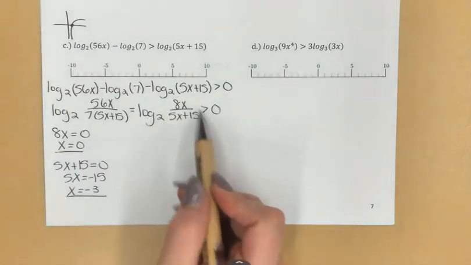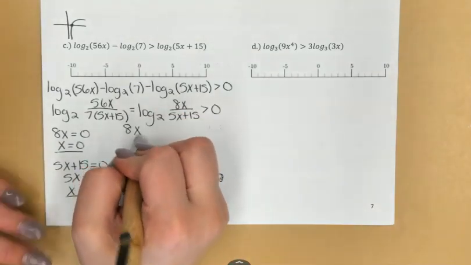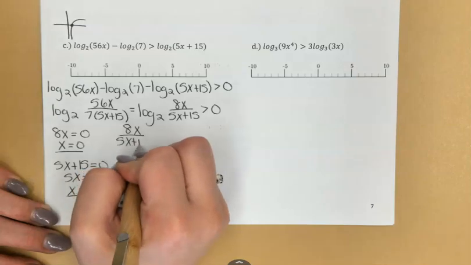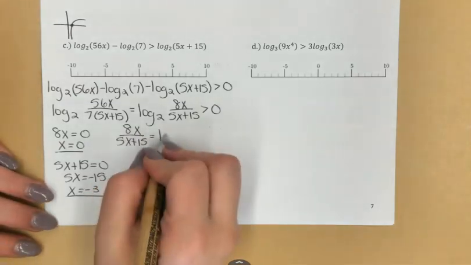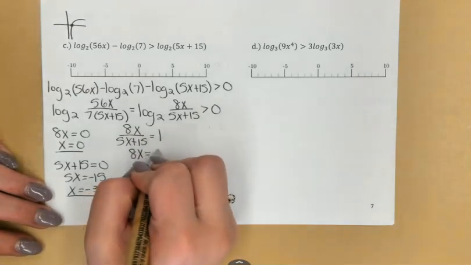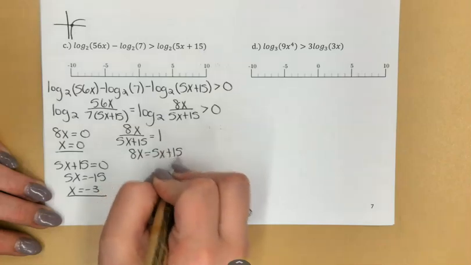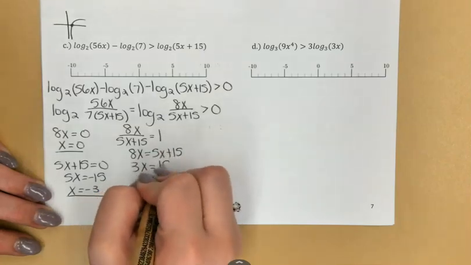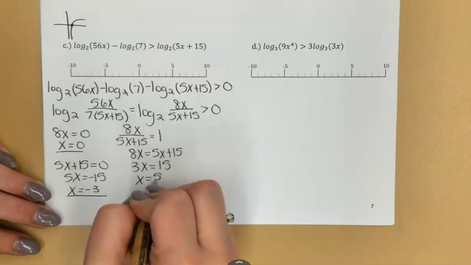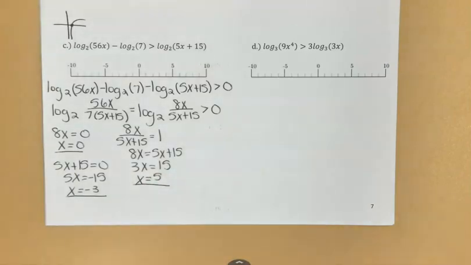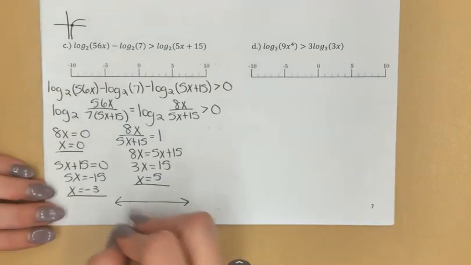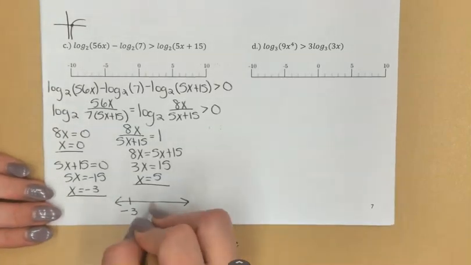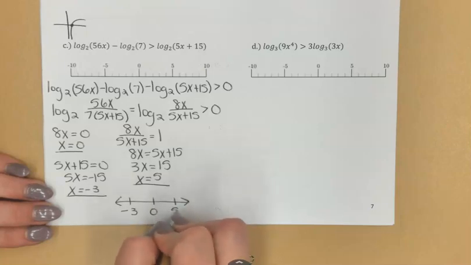So I'm going to look at the boundary from when 8x over 5x plus 15 is equal to 1. That's going to be where I'm crossing from negative to positive y values. So to solve this for x, I would multiply it by my denominator. Then, of course, I'm going to combine like terms, divide, and I get that x equals 5. So there are the three critical points that are going to go on my number line. So I've got -3, 0, and 5.